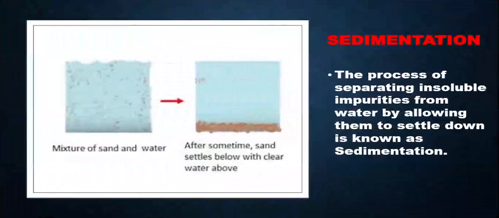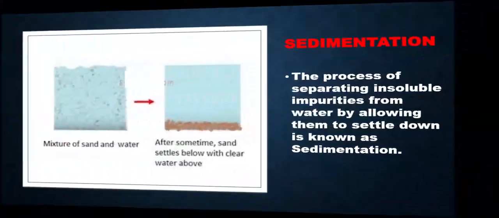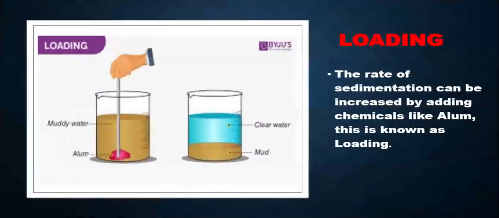Children, do you know what alum is? It is a chemical which is used to increase the rate of sedimentation. And the process by which the rate of sedimentation is increased by adding chemicals like alum is known as loading. I hope it is clear to you all.